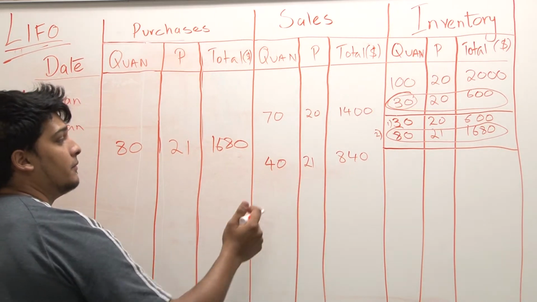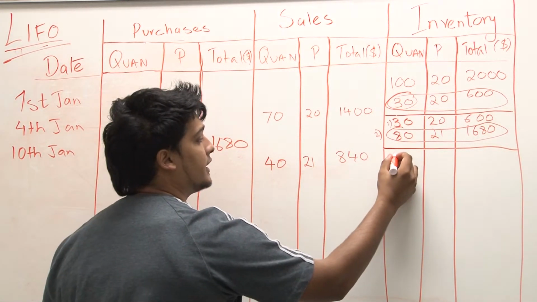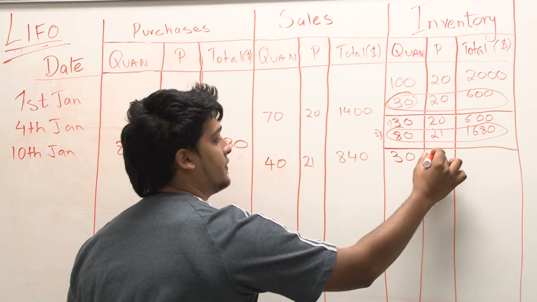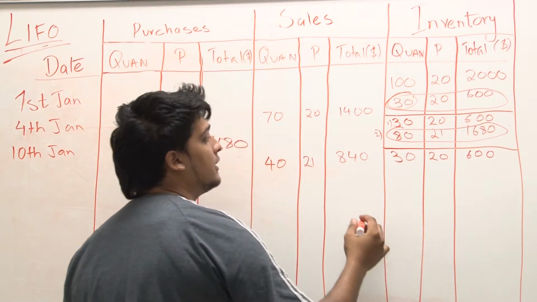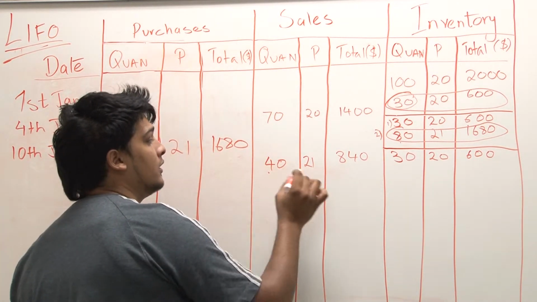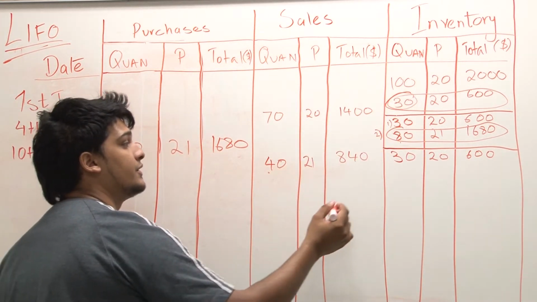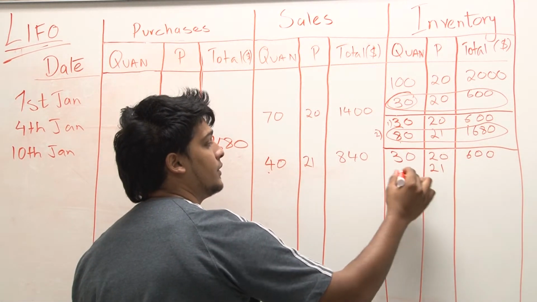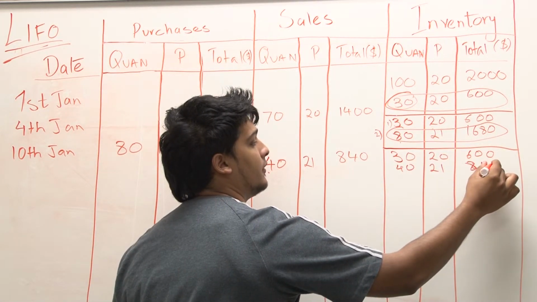Now I've sold him 40 cameras out of the 80. I'm going to re-record everything again. I have my first stock, which I have not touched yet. 80 minus 40, because from 80 I gave him 40 cameras. So at a price of 21, I have 40, and it's an 840.